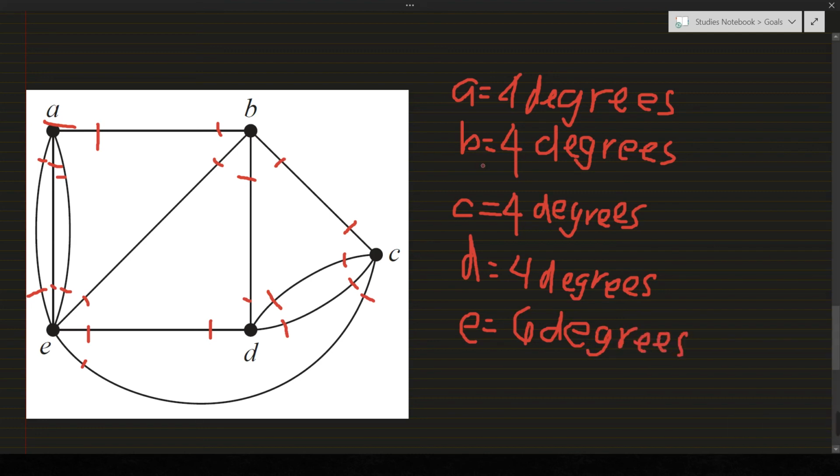We can see that all of the degrees are even. We can see 4, 4, 4, 4, and 6 are all even. So we can conclude that this graph is an Euler circuit.